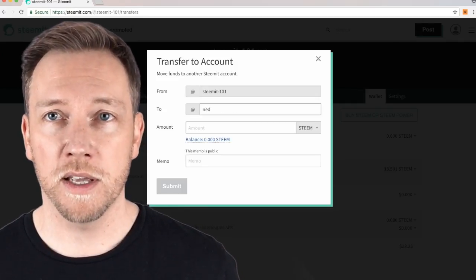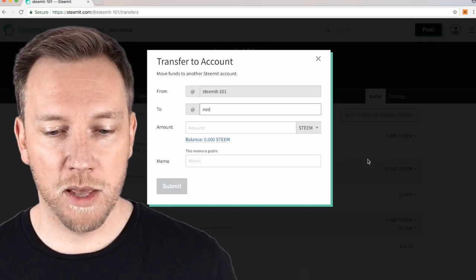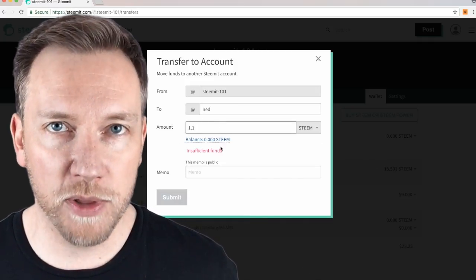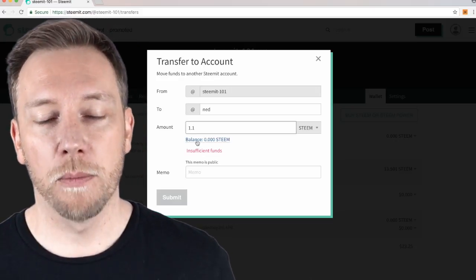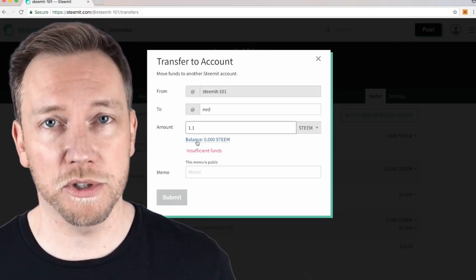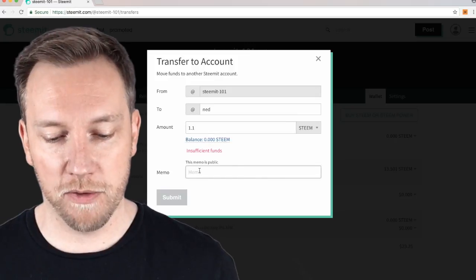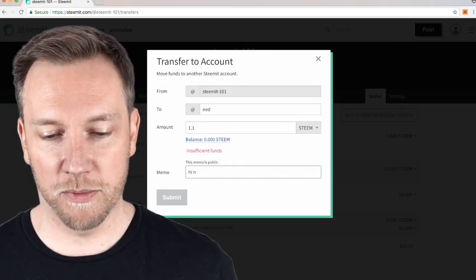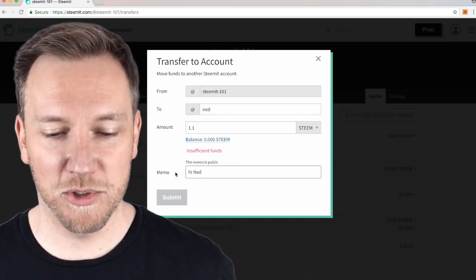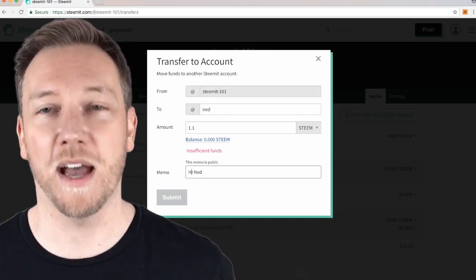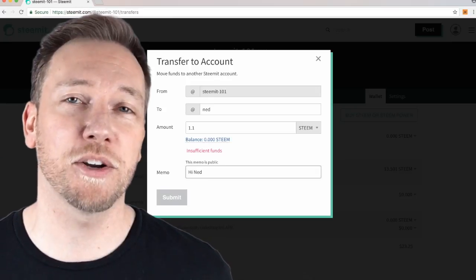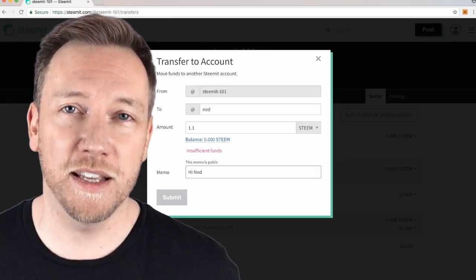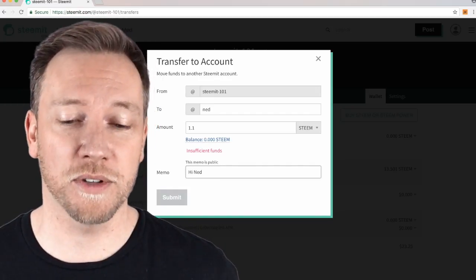We just type in his username, Ned, the amount of Steem that we want to transfer, 1.1 Steem. Now I can't do that because I have insufficient funds, but if I did have 1.1 Steem, I would be able to do that. And then you can leave them a little note saying, hi, Ned. Although, we should capitalize that because it's a name. And we should capitalize this because it looks better. Yeah, so hi, Ned. Now, he's definitely not going to respond to this, not because he's not nice, just because he's a super busy guy, and he gets a lot of messages constantly.